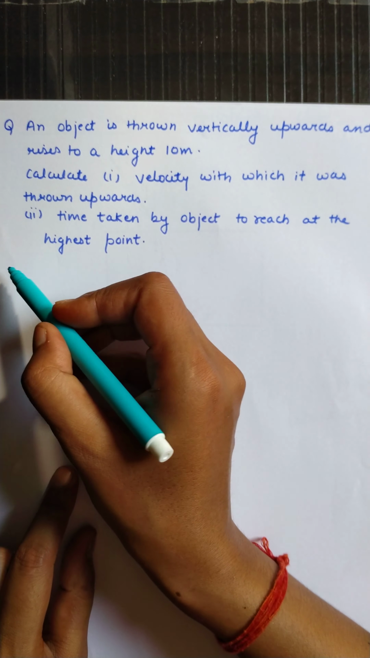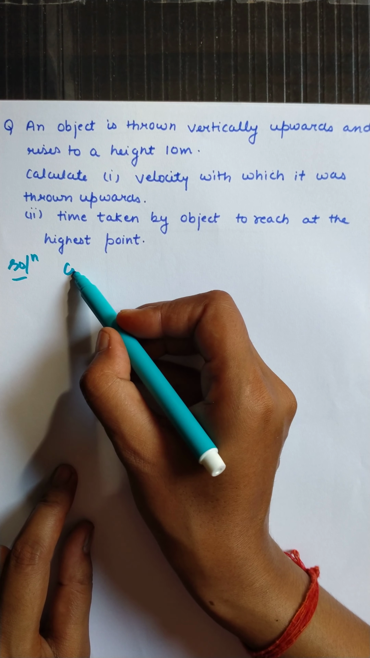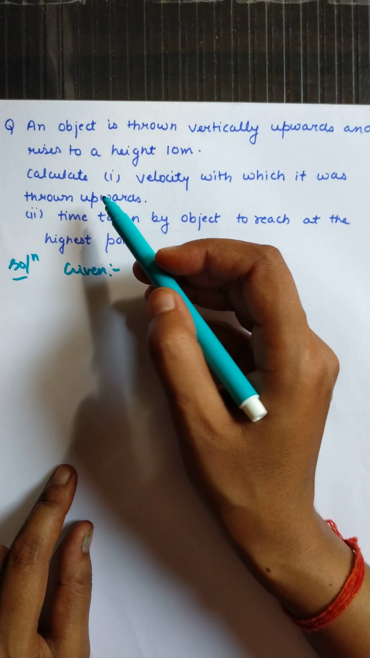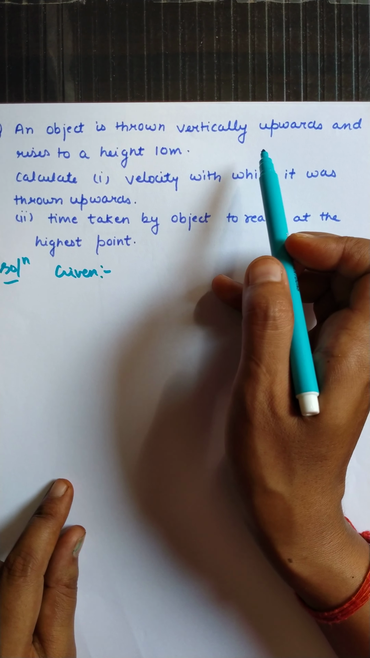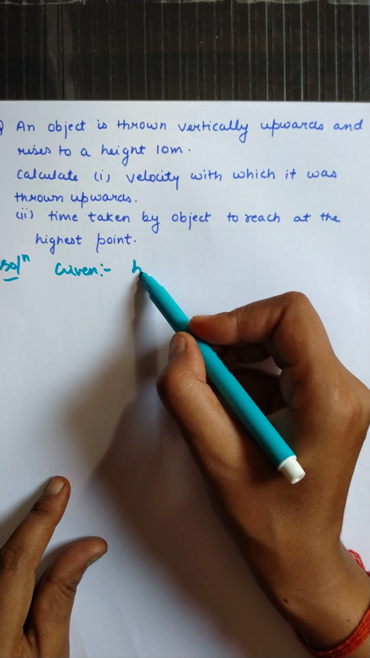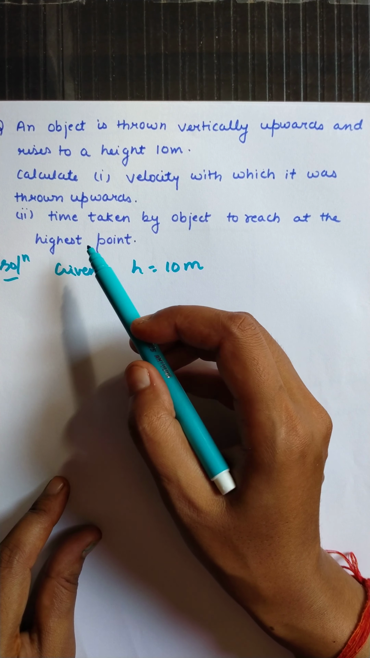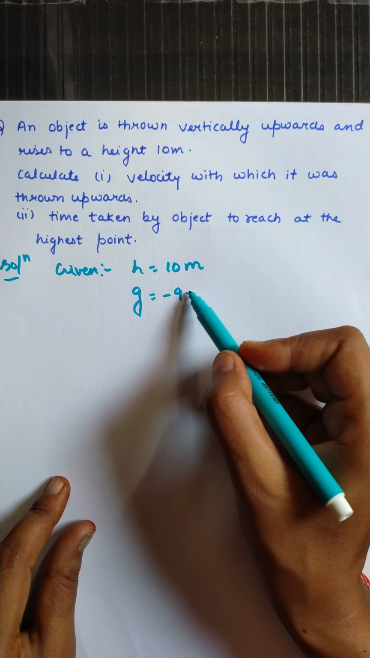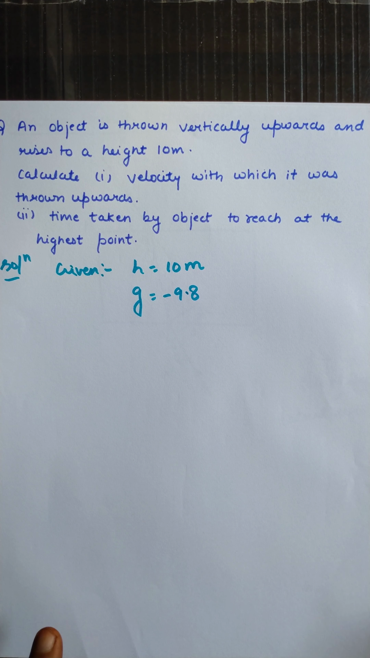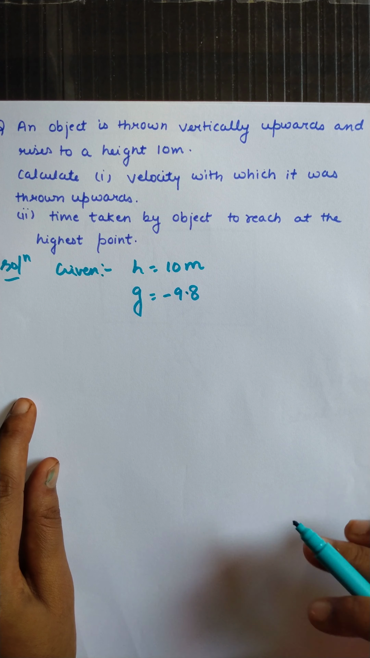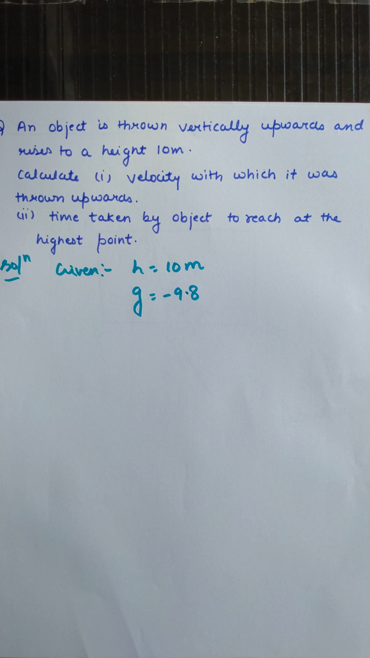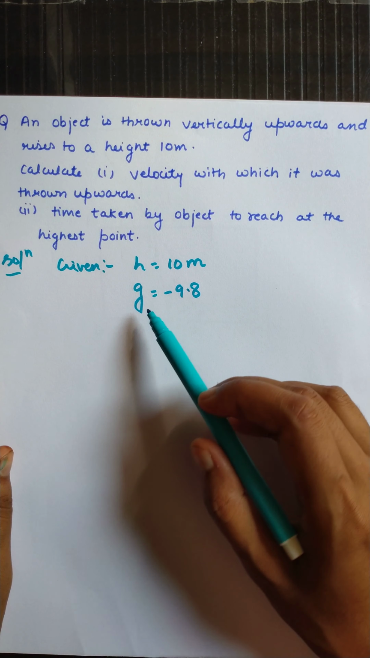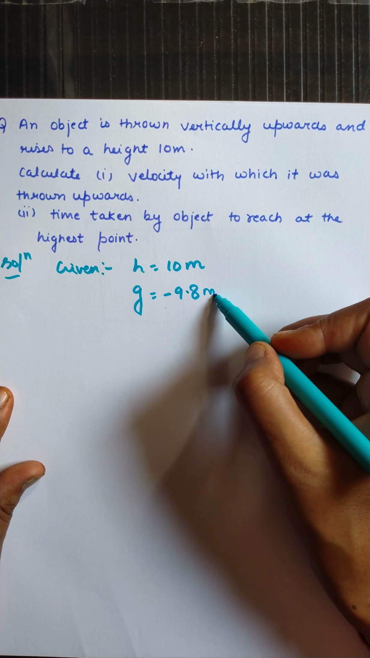In this question, first of all we will write what is given and what we have to calculate. An object is thrown vertically upward and it rises to a height of 10 meter. That means height is equal to 10 meter. And it is thrown vertically upward, that means the value of g will be minus 9.8. If the value of g is not given in round form, somewhere you may get g equals minus 10, which you can use in a question. But if it is not given, you simply use g equals minus 9.8 meter per second square.